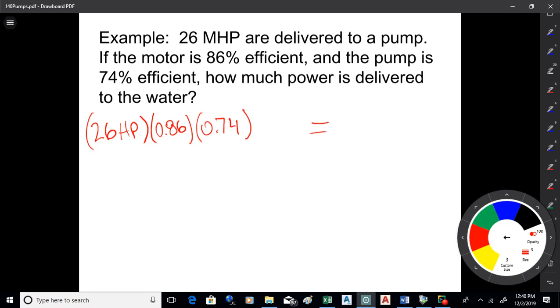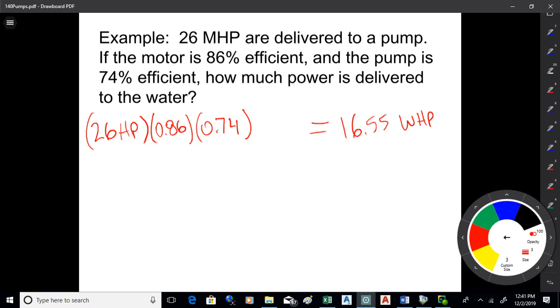All right. Y'all getting about 16.55 or thereabouts. So what we're doing, we're just knocking down that 26 horsepower each step of the way. So by the time we get to the water, we're at 16.55 horsepower. So are we doing all right with that? Okay. So we're just doing this one step at a time here.